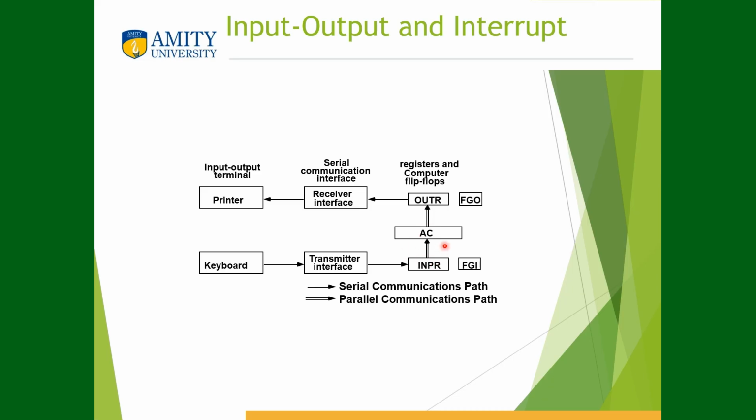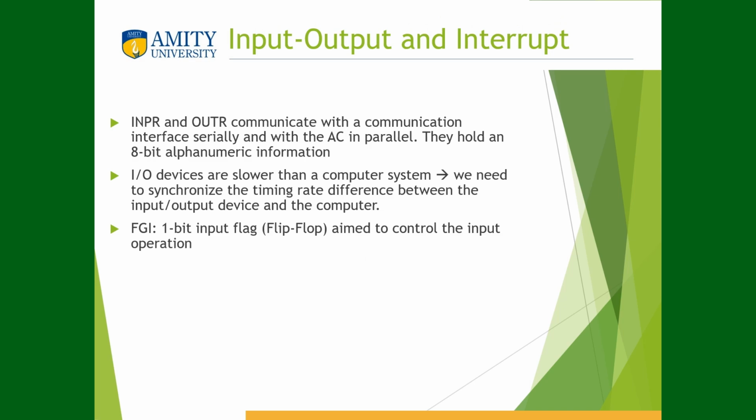We have the accumulator over here, and you may notice we have FGI and FGO. These are input flag and output flag. So FG is for flag, I is input, O for output. These are used for synchronizing the data transfer from the input to AC and from AC to output. They communicate with the AC serially and in parallel, and they hold 8-bit alphanumeric information.